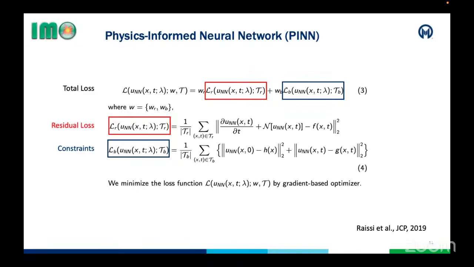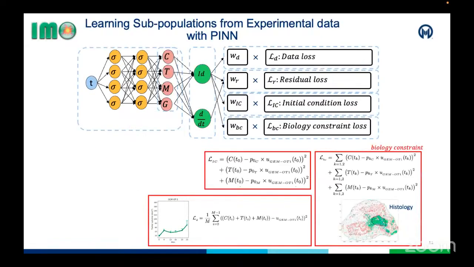So using this as a setup, this is how we set up PINN. The output of PINN is just those subpopulations we're interested in: the cancer cells, the T cells, the MDSCs, and the drug. And that's really what PINN is. It's just that feed-forward network, and that's what it's going to learn. But then we constrain that using, in this case, the data loss, the residual loss, the initial condition loss, and the biology constraint loss.